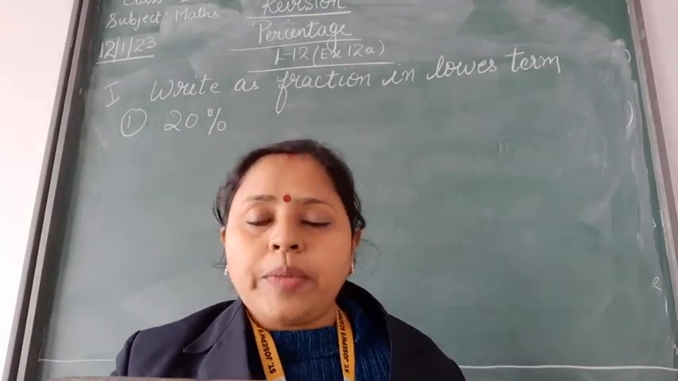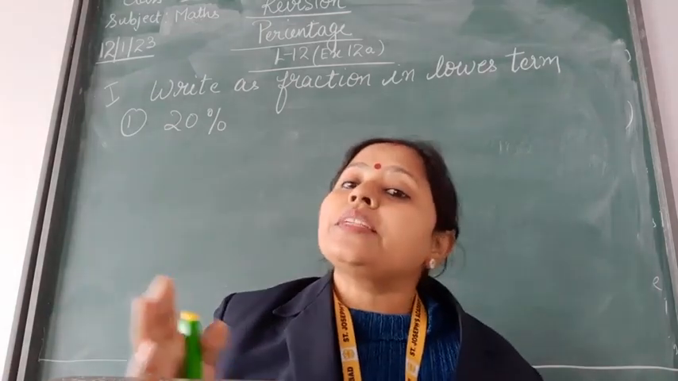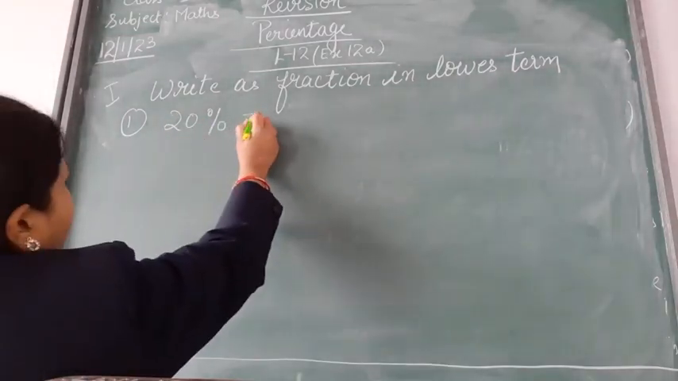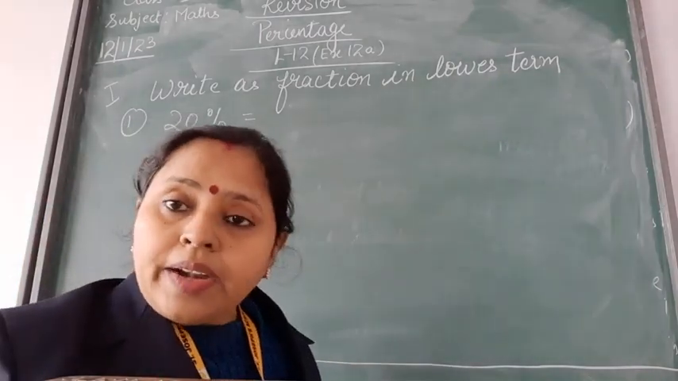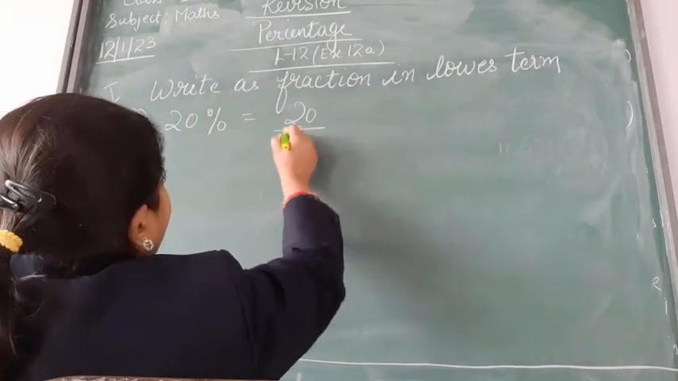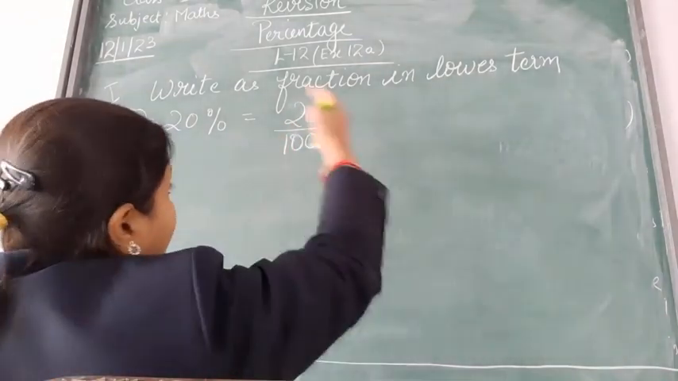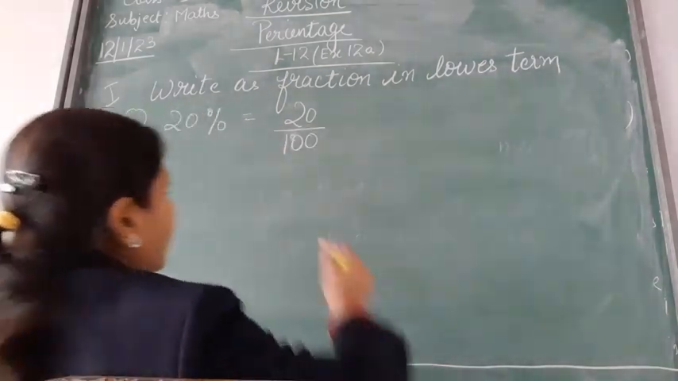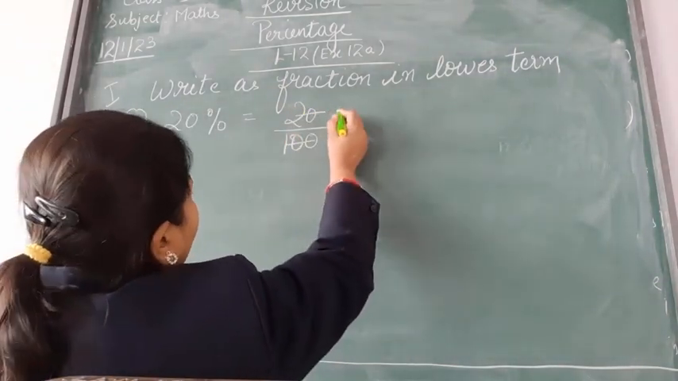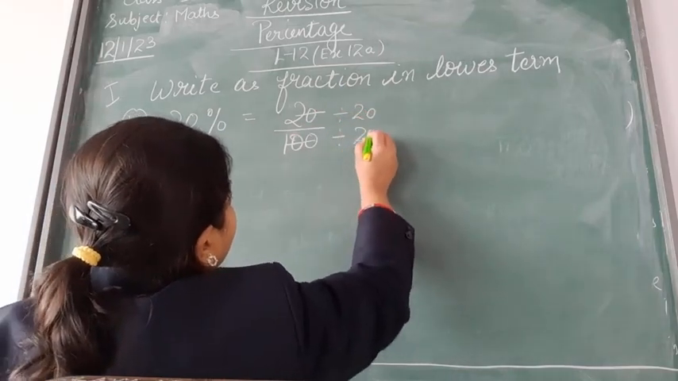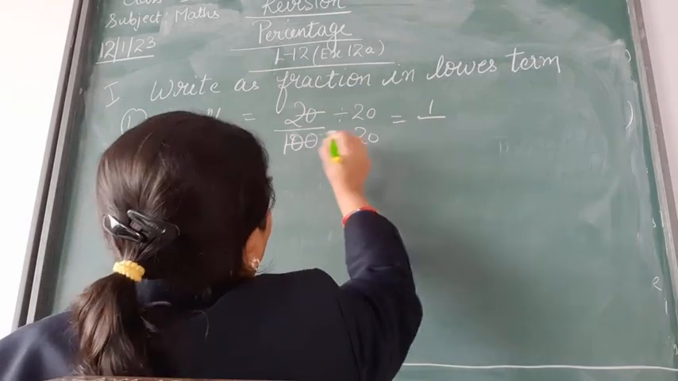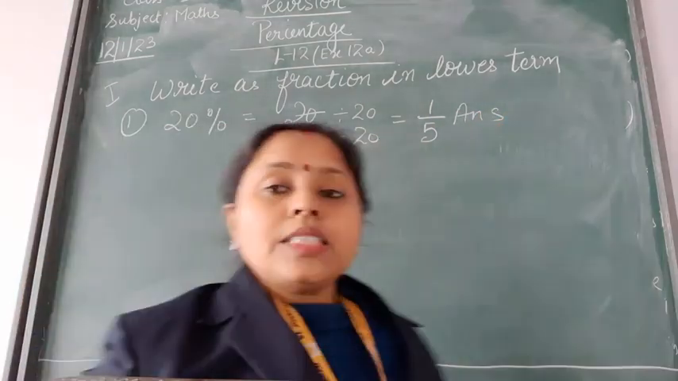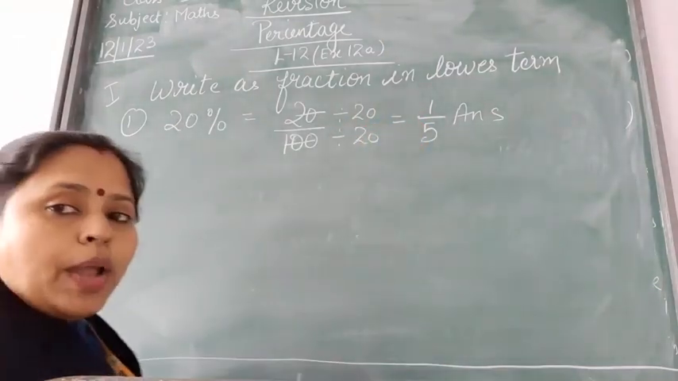We will first change this 20% into a fraction, and then reduce that fraction to its lowest term. Now 20% means 20 out of 100 or 20 divided by 100, which we write as 20 upon 100. This is a fraction, but if we can reduce it, we will reduce it to its lowest term. We can reduce this fraction by dividing by 20. When we divide, we get 20 divided by 20 is 1 and 100 divided by 20 is 5. So this is our answer. When I write 20% as fraction in lowest term, it comes to be 1 by 5.